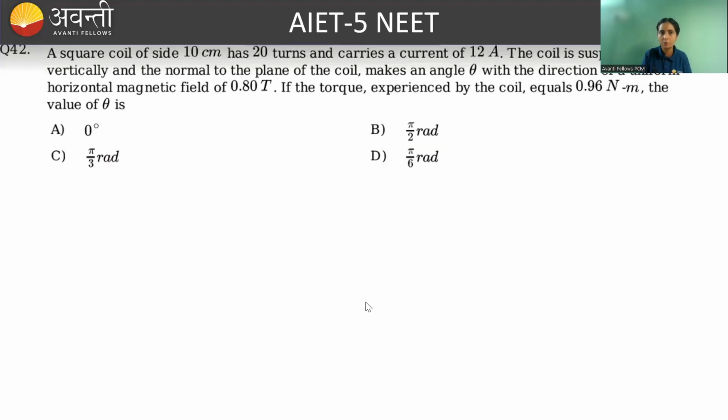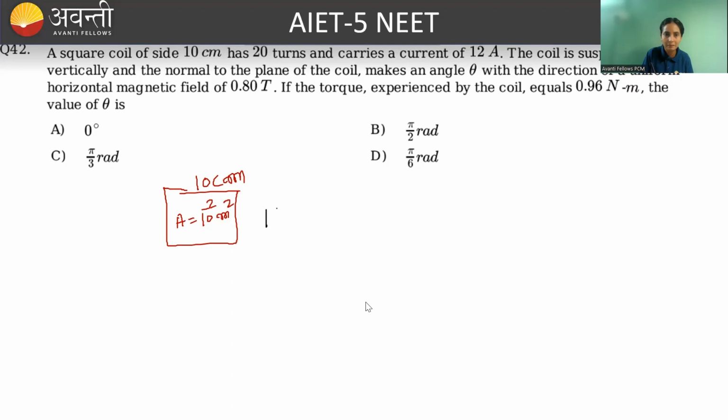So there is a square coil of side 10 centimeter. This is a square coil, right? And its side is how much? Its side is 10 centimeters. So let's mark everything here. So its area will become how much? 10 centimeter squared. If in meter square I write it, it will become 10 to the power minus 2 meters square.